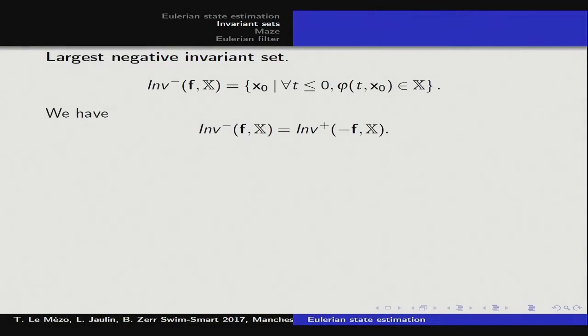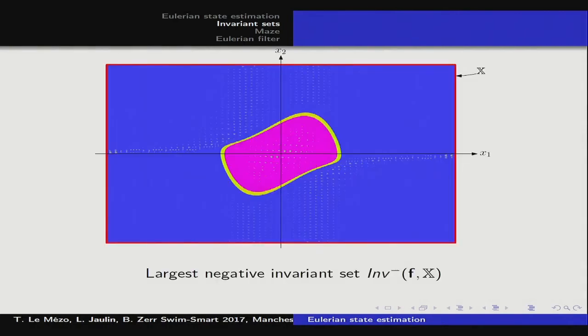So now I can define the largest negative invariant set, and for this, I jump from the positive invariant just by replacing f by minus f. So it means that I consider the trajectory in backward order. This corresponds to the largest negative invariant set related to the van der Pol system. It means that if I am in the magenta zone, I will stay, so in the magenta zone I will never go to the blue area. If I am in the blue area, I will one day leave the box X if I follow the vector field backward. So I have an outer approximation of this one.